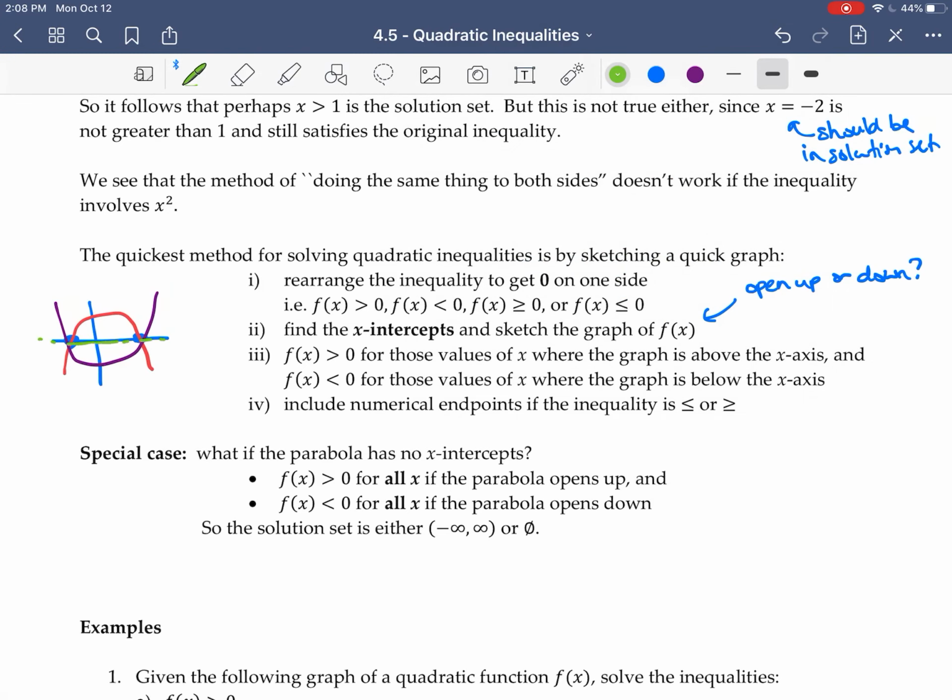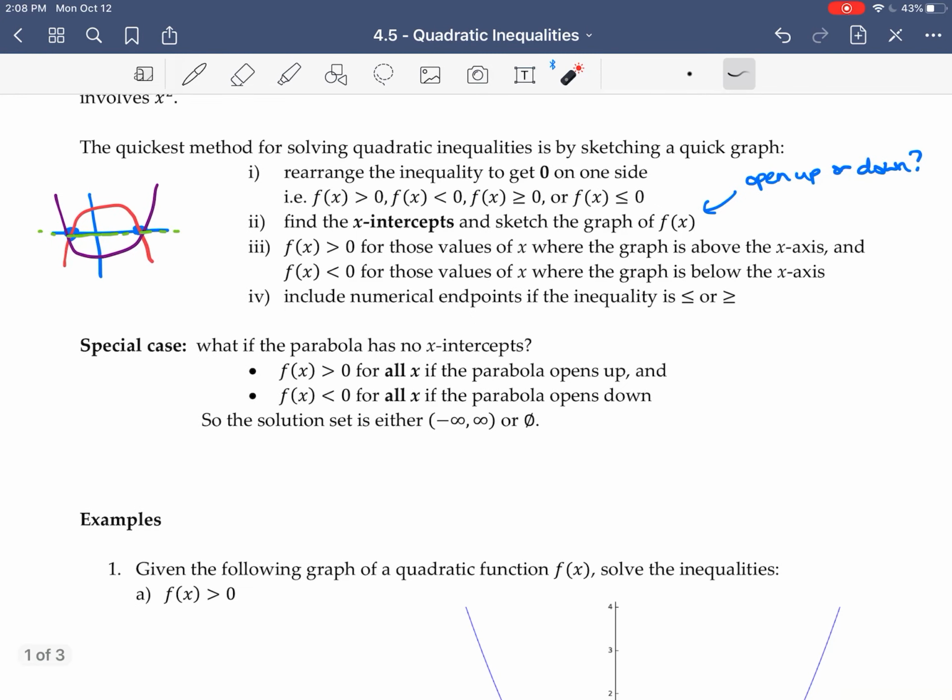Because I'm comparing to 0, which is this line here, I just need to know where it's above and where it's below. I don't actually need to know how high it goes or how low it goes, like where the vertex is. I just need to know if it's opening up or opening down. If you're looking for where it's bigger than 0, that's where the graph is above the x-axis. And if you're looking for where it's less than 0, that's when it's below the x-axis. If your inequalities have the equalities with them, then you want to include the x-intercept points.